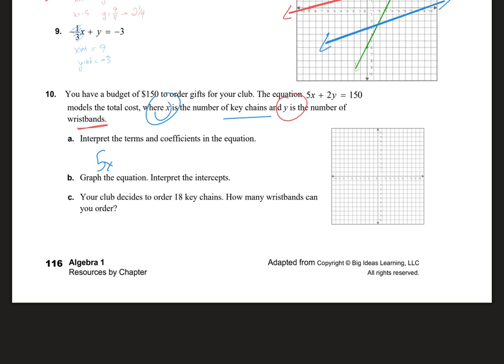5x is keychains. 2y, number of wristbands. And also 5 would be the dollar amount, 2 would be the dollar amount, and then last but not least, $150 is your total budget, because that's what that says.